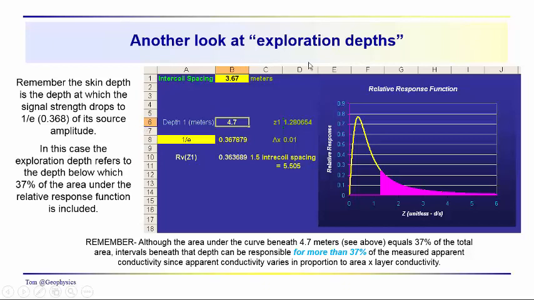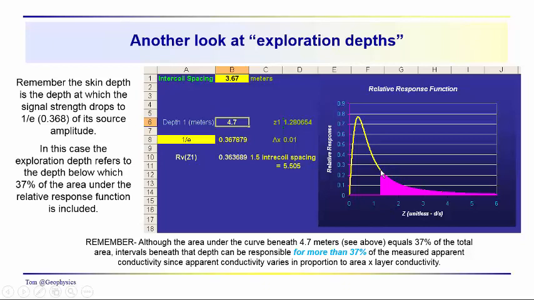Now, for these exploration depths, we're working with the relative response function. We spent a good bit of time talking about the relative response function. And we're still using this 1 over E, but in this case, this is the depth, or the normalized depth. Remember, Z is the depth, meters, feet, whatever, divided by the intercoil spacing. Of course, these two numbers have to be units consistent, because it's a dimensionless or unitless number.